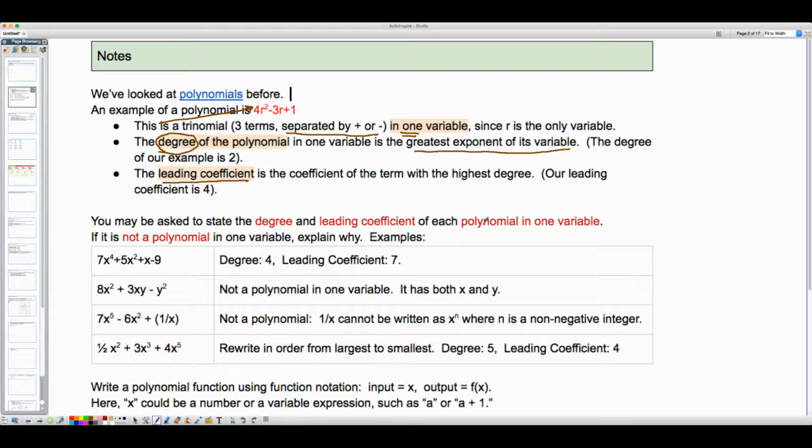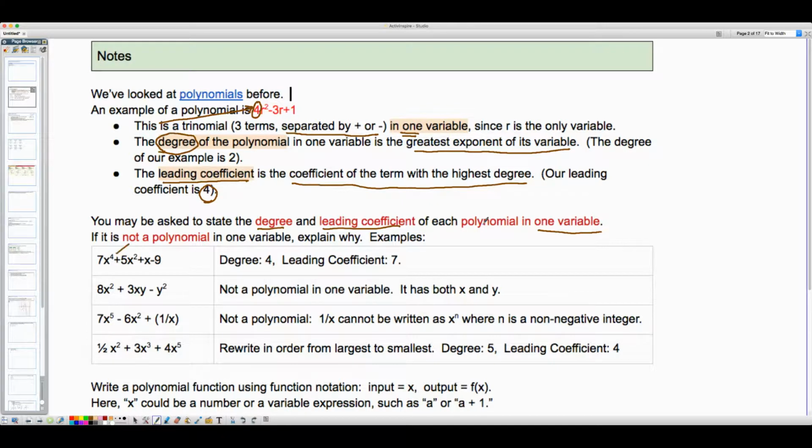The leading coefficient is the coefficient, or the number next to the variable with the highest degree. So in this one, it's 4. And you will be asked to state the degree and the leading coefficient of polynomials when they're in one variable. If it's not a polynomial in one variable, you have to explain why.